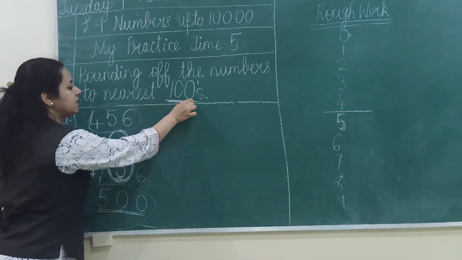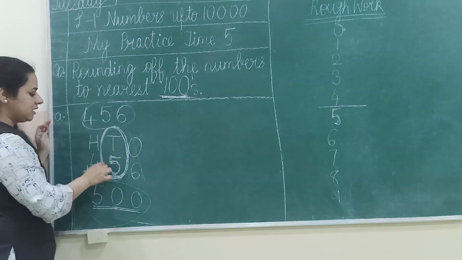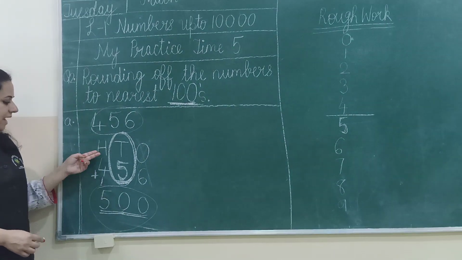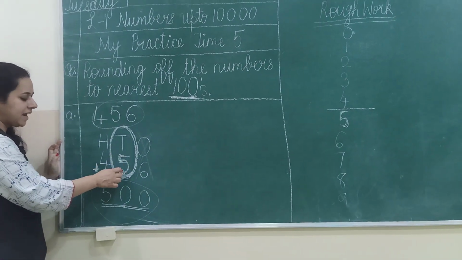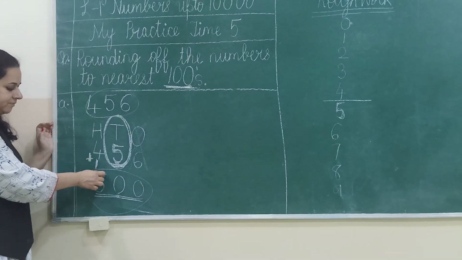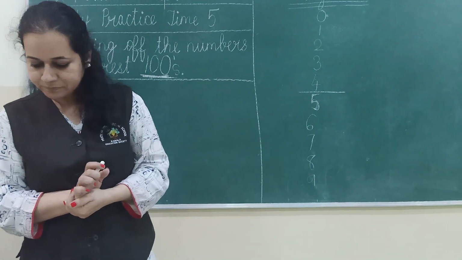When we convert a number to the nearest hundreds, we look at the number on the tens place. We will write 2 zeros and we will add one number here. If the number is 5 or bigger than 5, we will add 1 here. Now we move on to the next example.